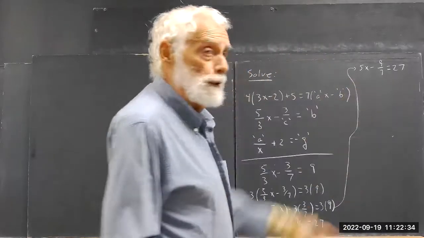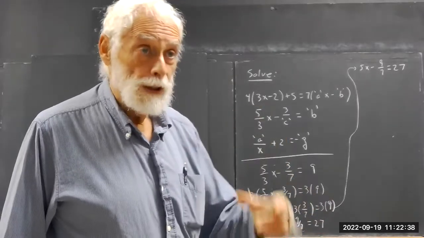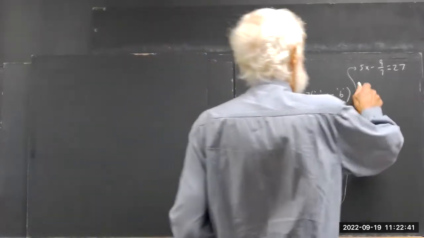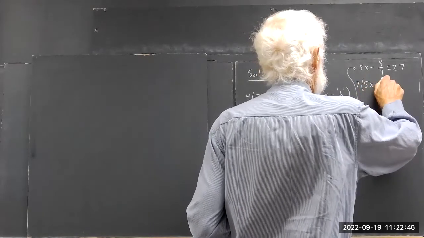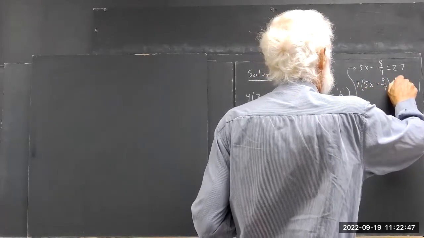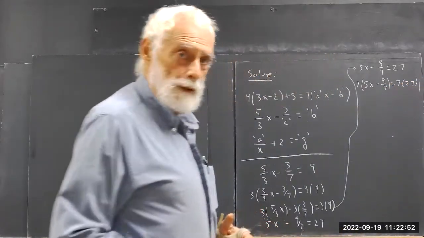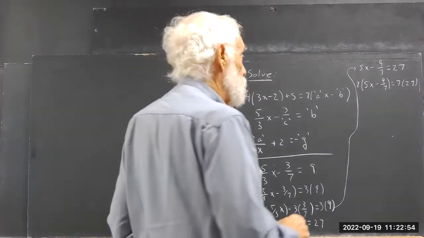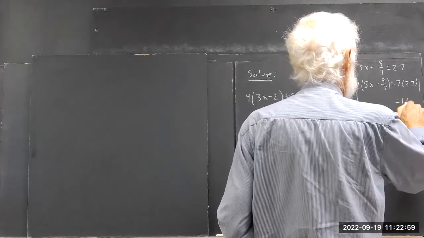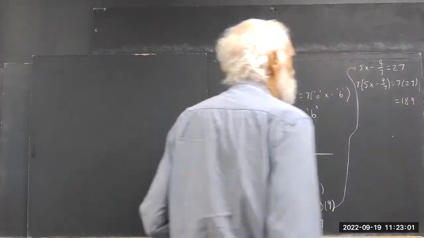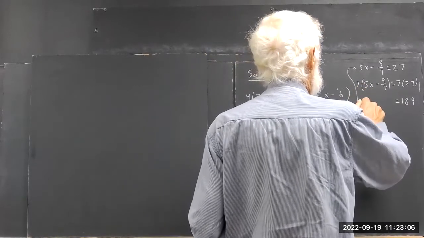But see, again, we've got a denominator, right? What do we do? We multiply both sides by that denominator. So we do 7 times 5x minus 9/7 equals 7 times 27. Now 7 times 27, I will go ahead and multiply. That's 189. And 7 times 5x is 35x.